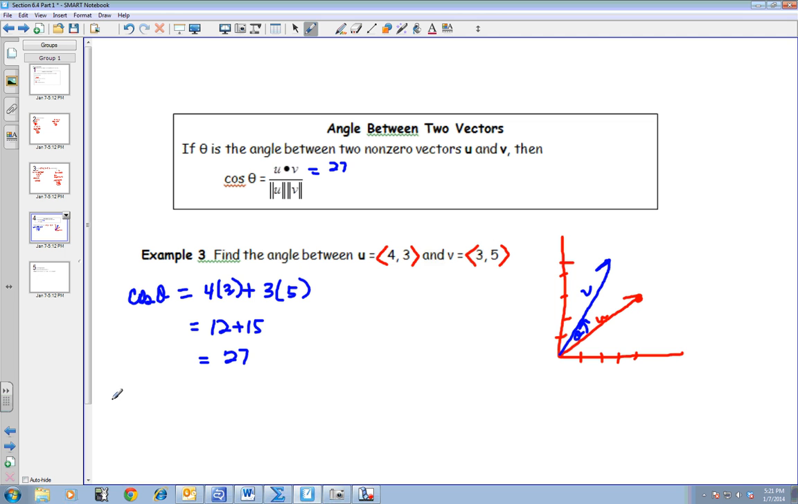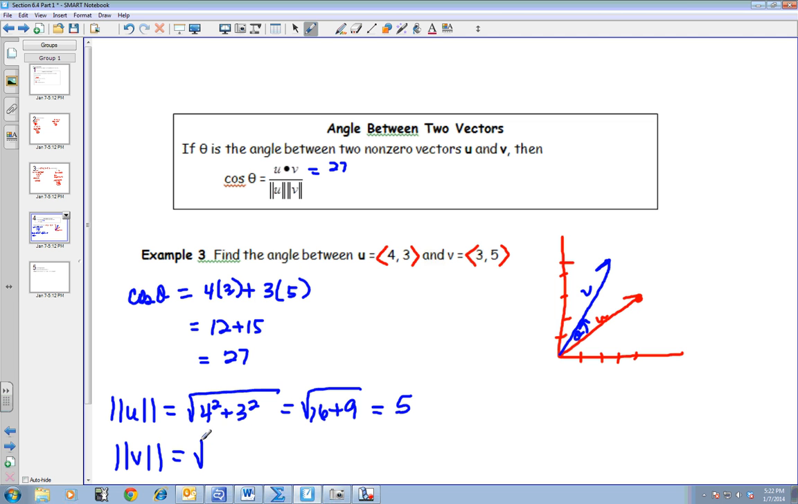I need to find the magnitude of u, the length of u. Remember, that's the same as the distance. So u is going to be the square root of 4 squared plus 3 squared, 16 plus 9. So that's going to be 5. The magnitude of v is going to be the square root of 3 squared plus 5 squared, or 9 plus 25, which is the square root of, what is that, 34?